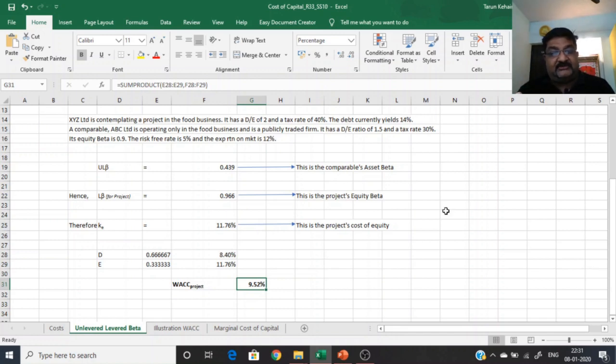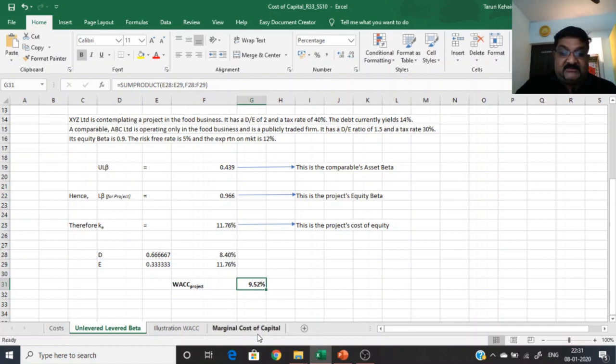So this is how you can apply the concept of levered beta, unlevered beta, how you can unlever the beta and then lever it back using project specifics, go on to estimate the cost of equity and then go on to estimate the weighted average cost of capital for a particular project using the project specifics and comparables.